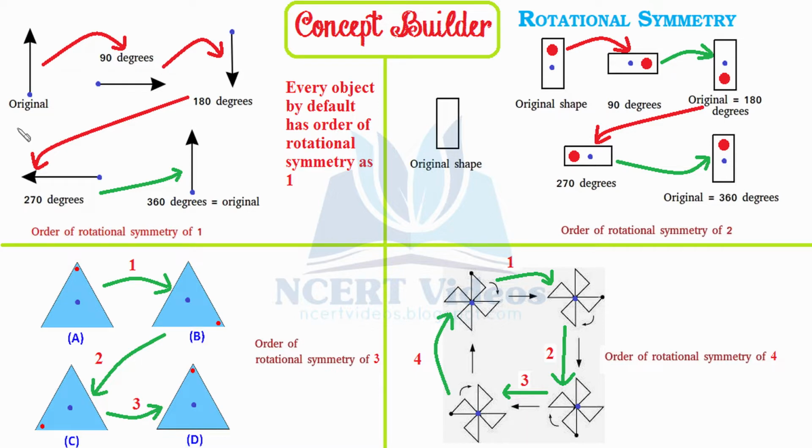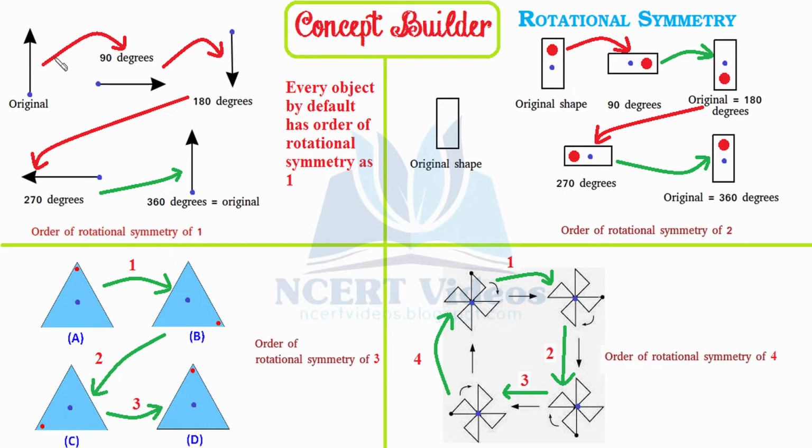Just take this example. This is an arrow. If we take this as a fixed point, then this can be rotated in two directions. Either this side, this is called clockwise because a clock moves in this direction, and the other rotation is anti-clockwise. So when we rotate any object, the concept of rotational symmetry comes.